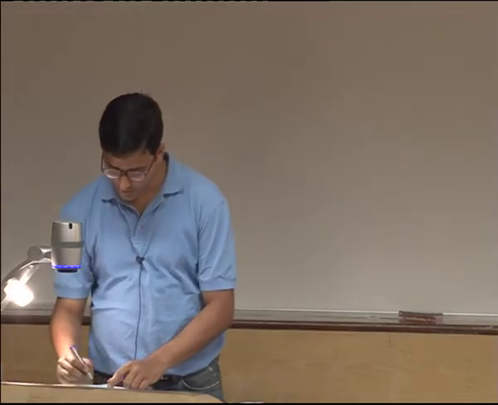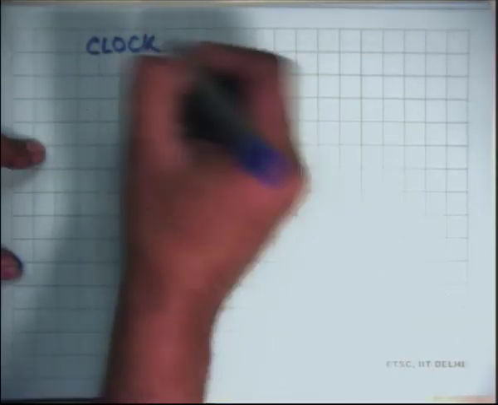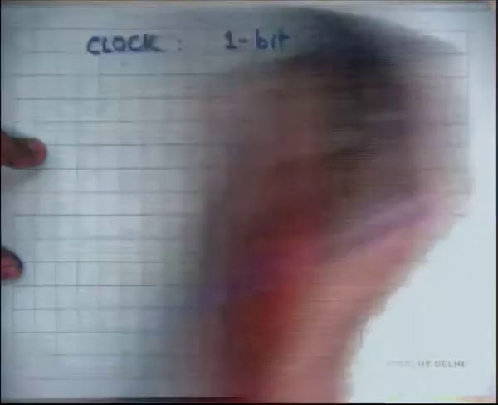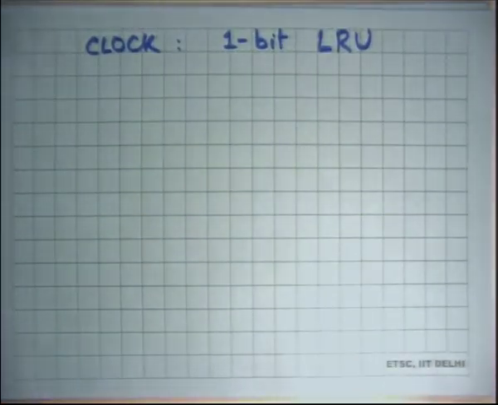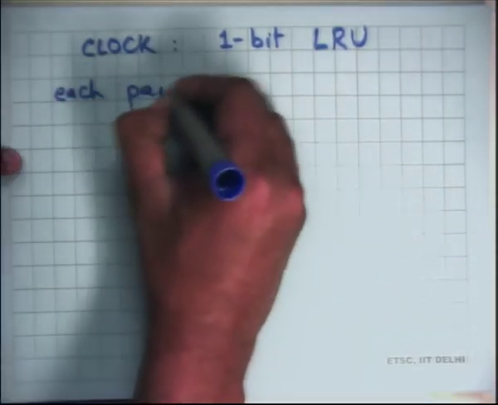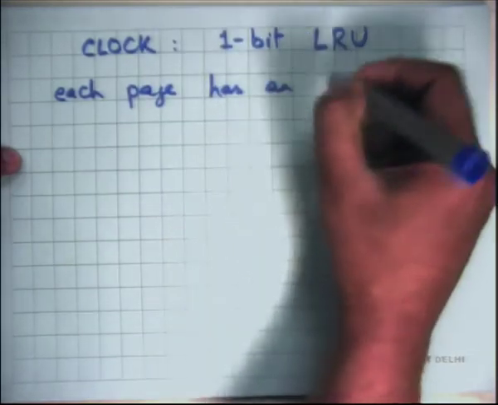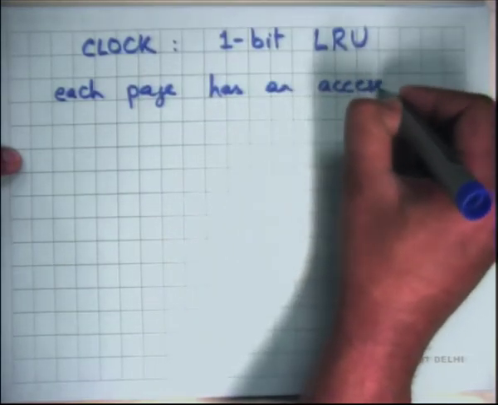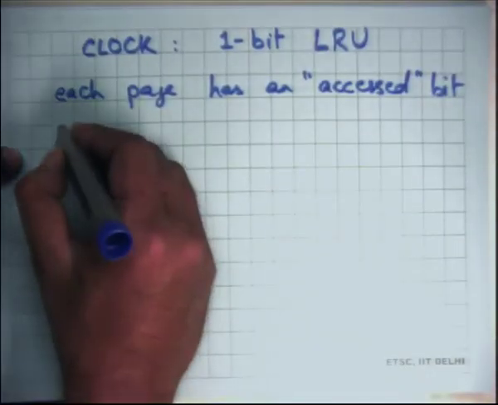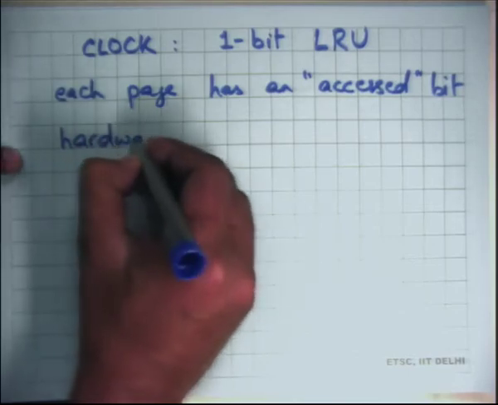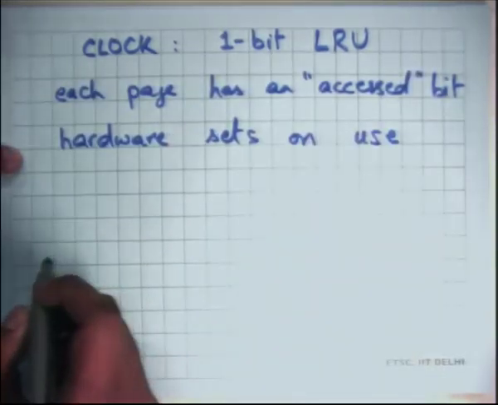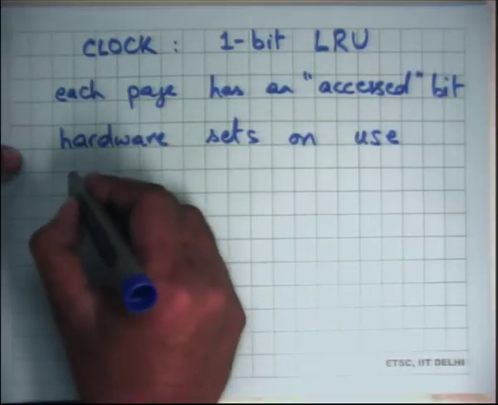So this algorithm is also called the clock algorithm, which is 1 bit, can be thought of as a 1 bit LRU. Each page has an accessed bit or a reference bit. Hardware sets this on use, and OS periodically clears it.